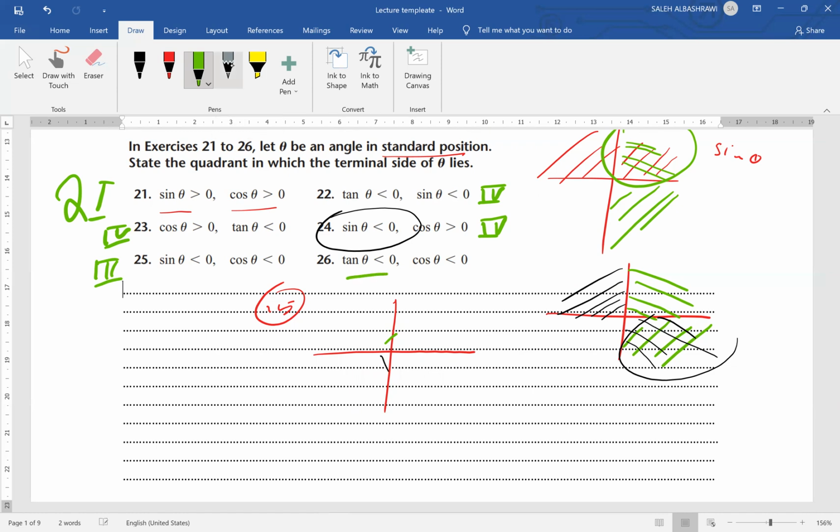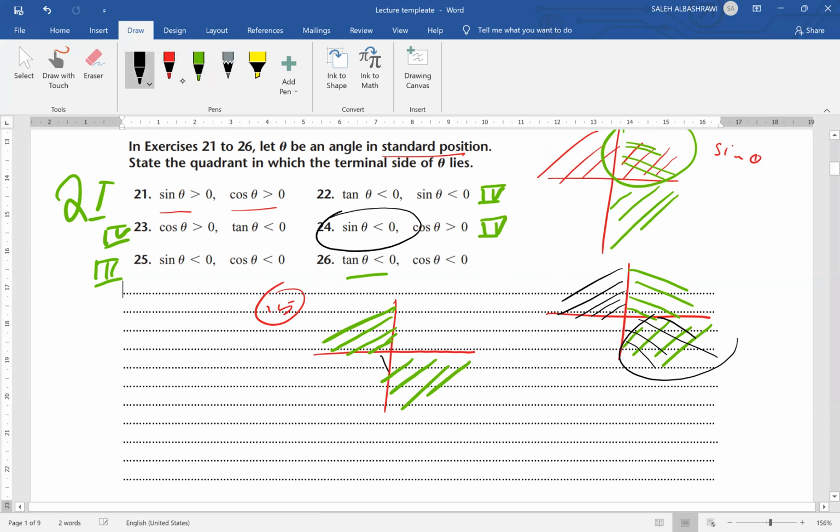Tan is negative in the second quadrant and the fourth quadrant. Cosine is negative in the second and third. So the answer for this one is the second quadrant. So the terminal side will be in the second quadrant.